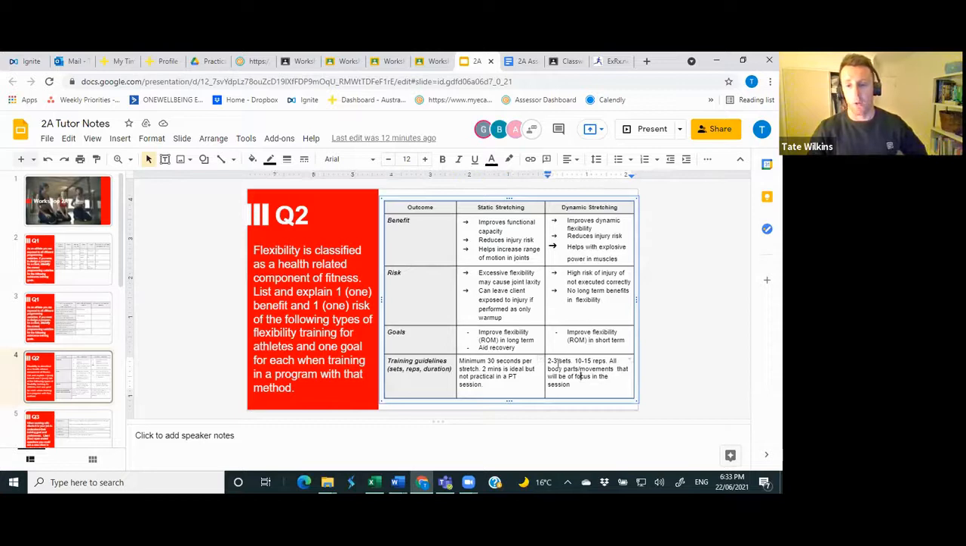With the dynamic stretching though, they say 2 to 3 sets, 10 to 15 reps, and what muscles to do: all the body parts that will be focused on in the session. So if you're going to do an upper body session, you wouldn't spend a lot of time on your hips. You'd just be focusing on the muscles you're going to be working in the workout. Stretching, any questions?